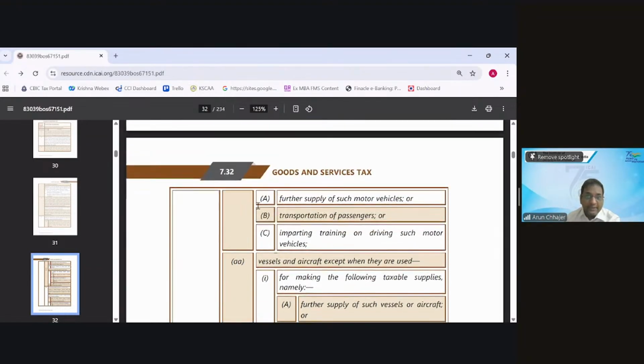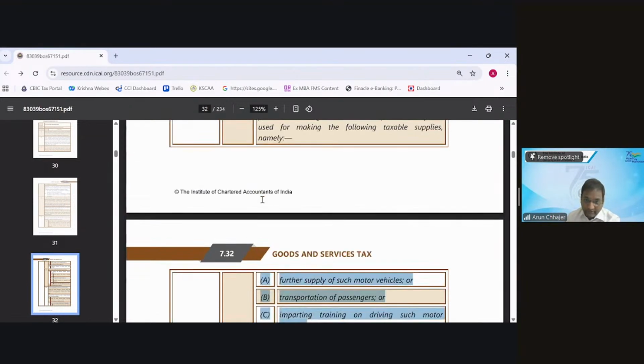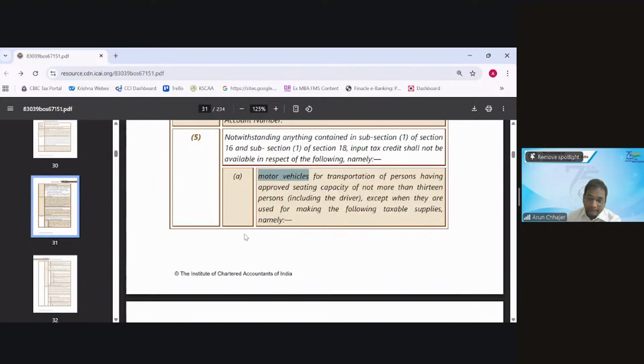So I am saying that if the vessel and aircraft used for the transportation of goods, that you have given the correct answer. Now my next question to all: in this clause AA, they have made separate provision for the transportation of person, but they have not made a separate clause for the transportation of goods. It means if I have purchased a motor vehicle for goods, ITC will not be allowed in clause A. That is my question. Purchase the motor vehicle, let's say, for goods, ITC will not be allowed.